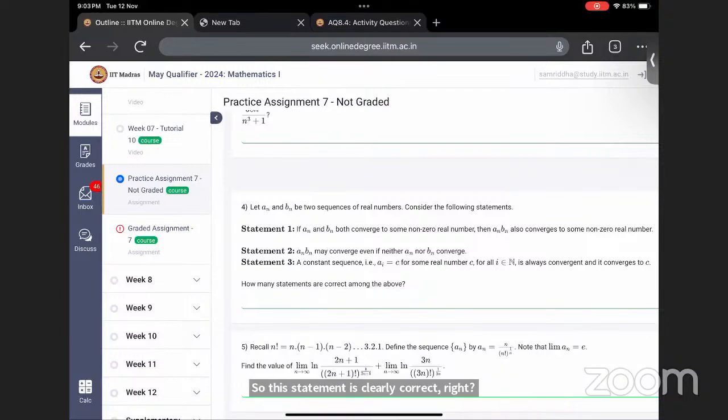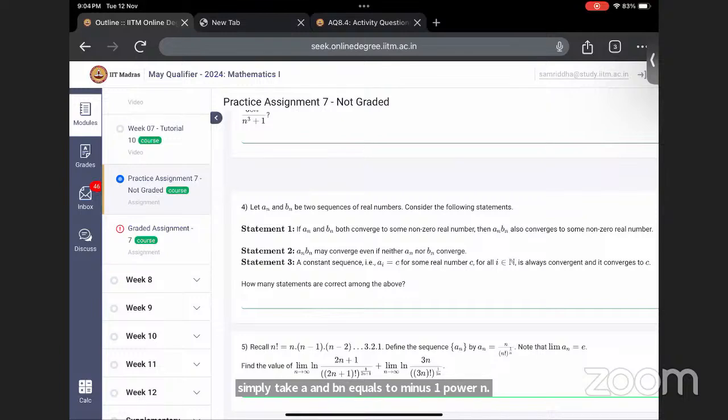What about statement 2? an bn may be convergent even if neither an nor bn converge. This is also true, right? I mean, if we simply take an and bn equal to (-1)^n.